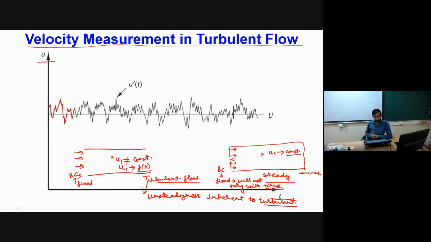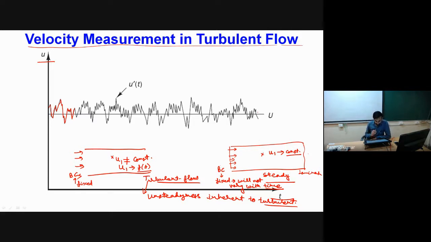Apart from that, the temporal term is not sufficient to account for the entire turbulence, because turbulence will lead to some additional forces in our governing equations. You can see that the velocity here is very random in nature, randomly showing some fluctuations, some oscillations, and these oscillations do not have any specific pattern. That's why it is very, very difficult to characterize and investigate turbulent flows.